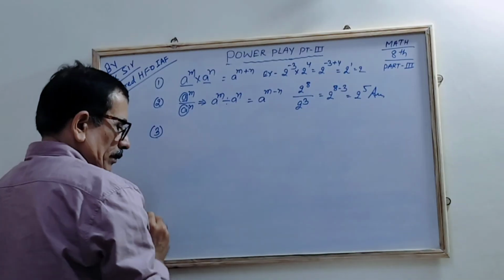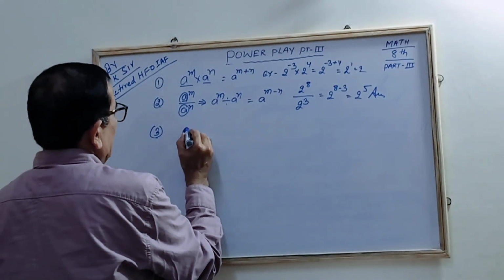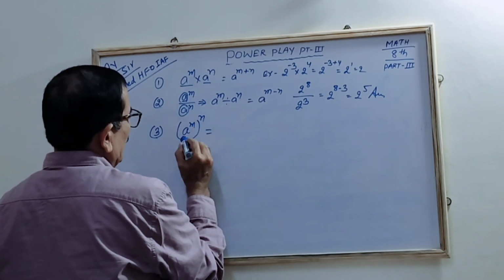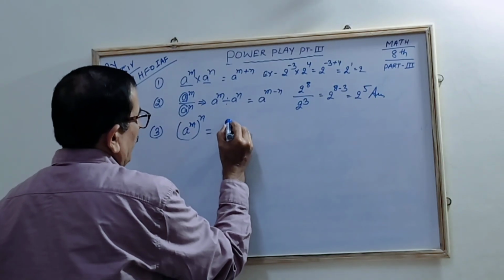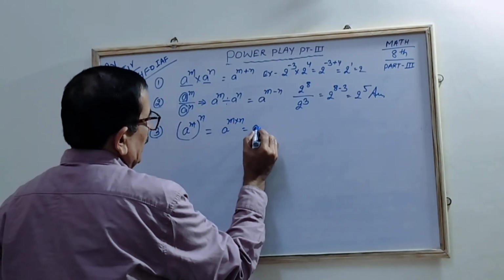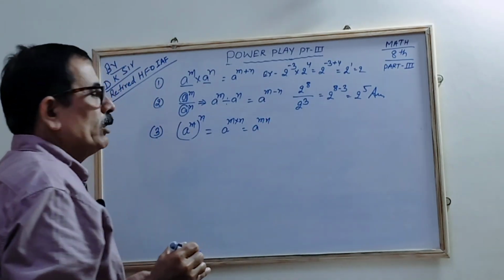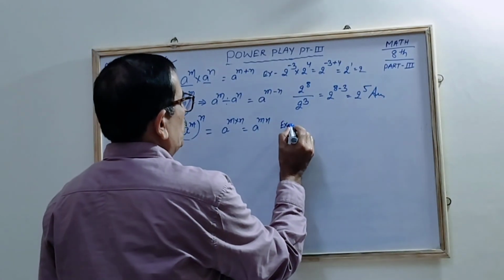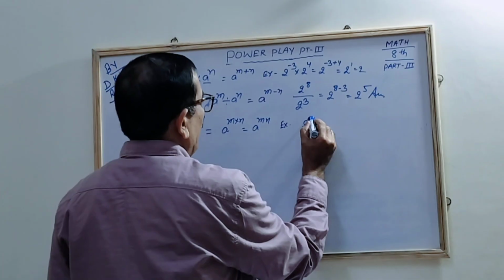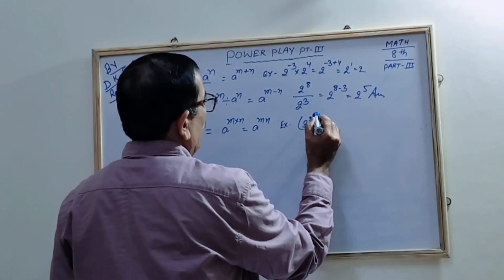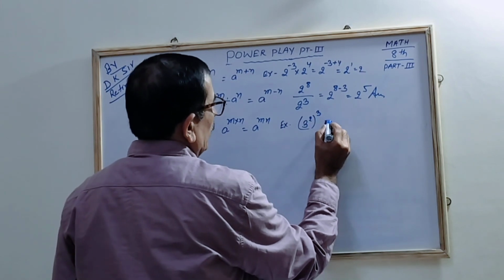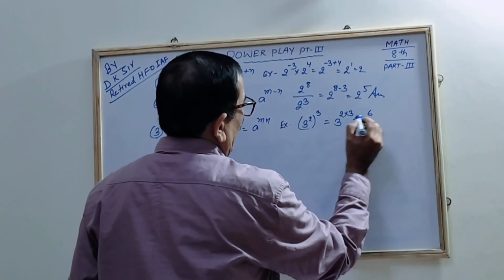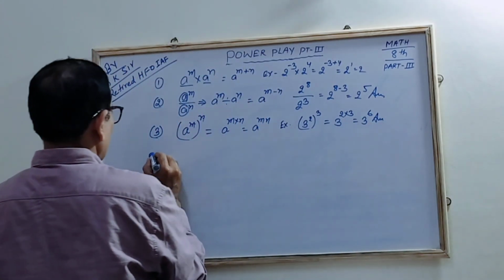The third rule: if a to the power m is there and as a whole the power is n, then what will we do? We multiply the powers, a to the power m into n. So we can write a to the power mn, correct? Understood? So power to the power is going to be multiplied. For example, suppose 3 to the power 2, and to the power 3. Then you write the base and multiply the powers, 2 into 3, it becomes 3 to the power 6. This becomes the answer.